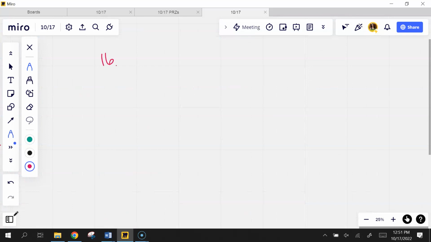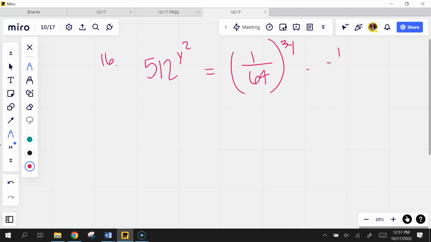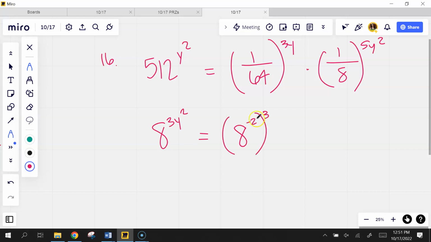These are quick. 16. I think the hardest part about some of these is finding out the base you need to use. Did you say 8 here? 8 to the what is 512? Third? 64 is of course 2, but it's negative because it's in the bottom, and then a negative 1 here.